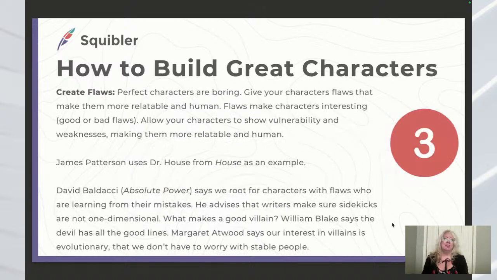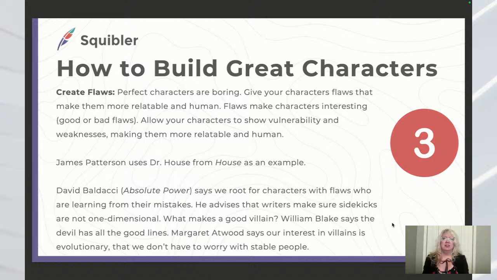Another tip is to create flaws. Perfect characters are boring. Nobody wants to watch that. You want to give your characters flaws that make them relatable and human. Flaws make characters interesting, good or bad flaws. They allow your characters to show vulnerability and weaknesses, and this also makes them more relatable and human.